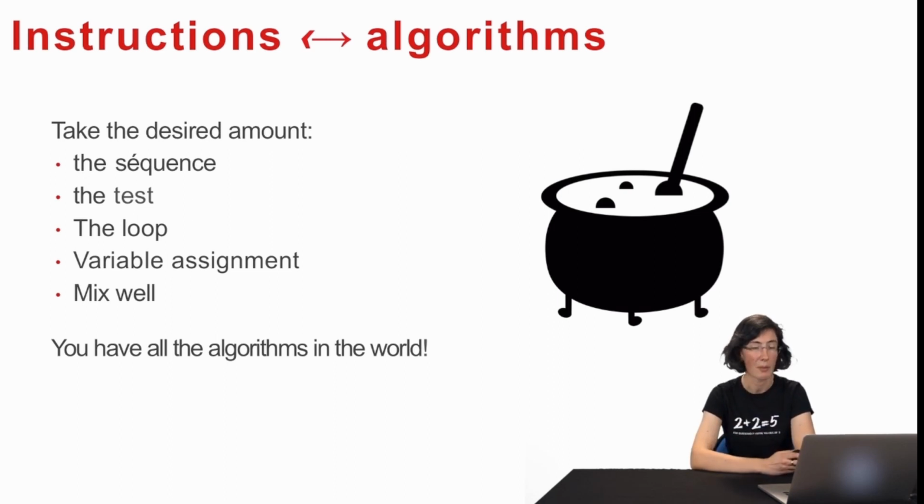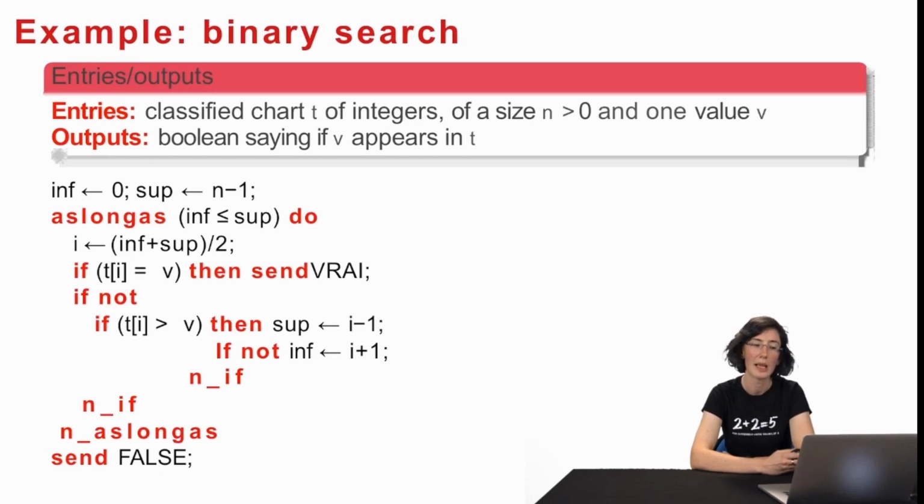Now, in the Let's Do Something in Algorithmic series, I will present to you an example called the binary search. The idea is to start from a chart that has been sorted. It's very important that it is, and we are going to look for a particular value. T is the chart, its size is n strictly positive, and we are going to look for the value v, if it is in the chart or not. The output is a boolean, true or false, which will define if that value appears in the chart.